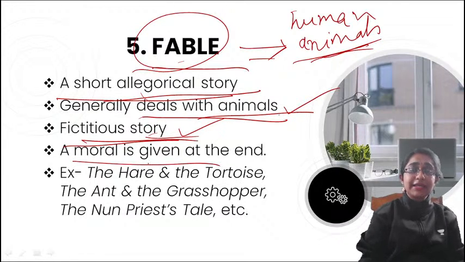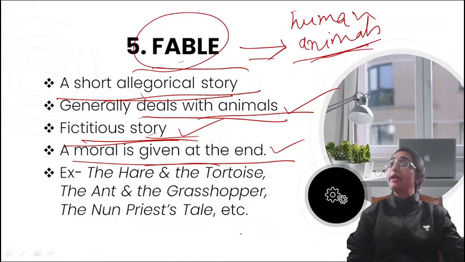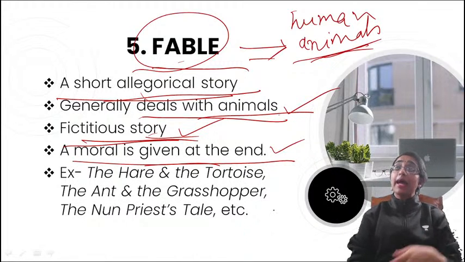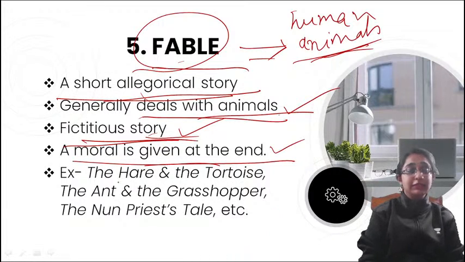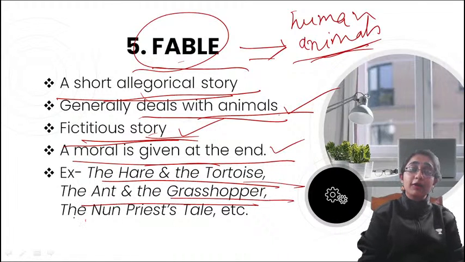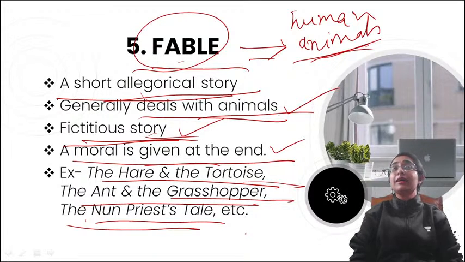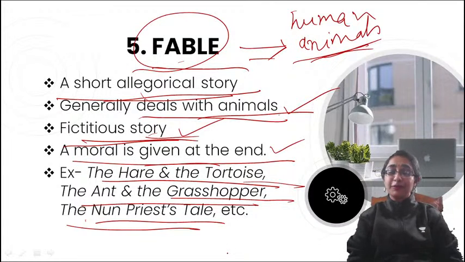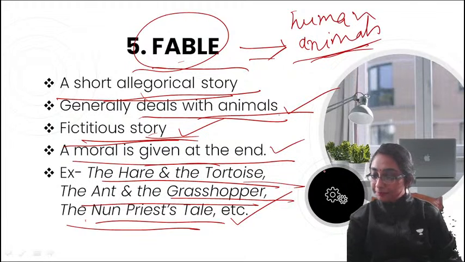So a fictitious story. A moral is given at the end. In the same way, in a parable also you will find a moral, but in a fable, the animal characters will teach you some moral. And the very famous stories you all know: the hare and the tortoise, the ant and the grasshopper, and also the Nun's Priest's Tale in the Canterbury Tales, which is about Chanticleer and a fox. This is also a fable.